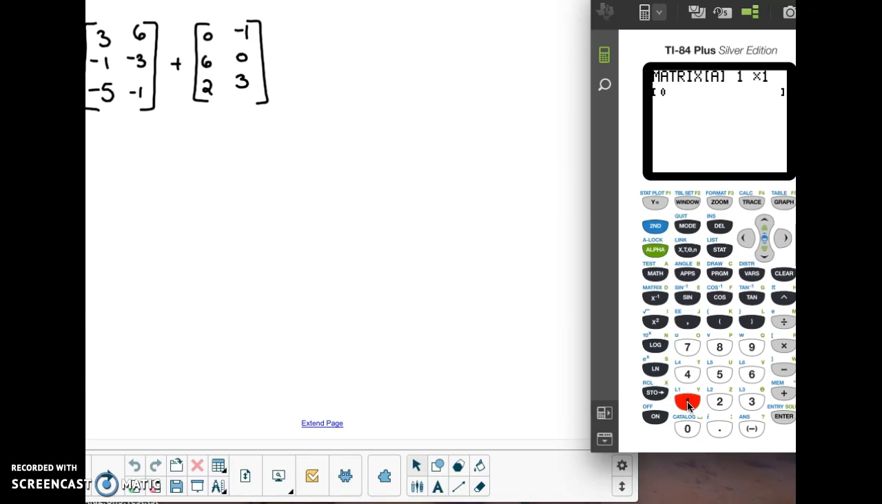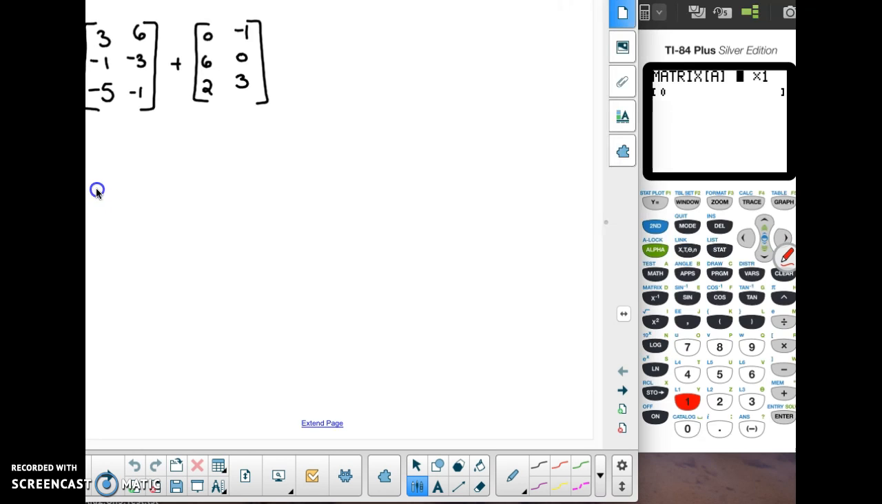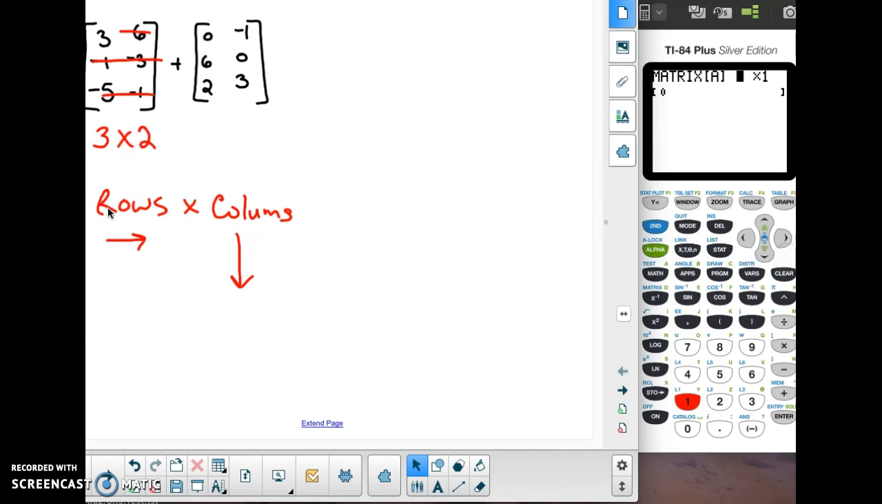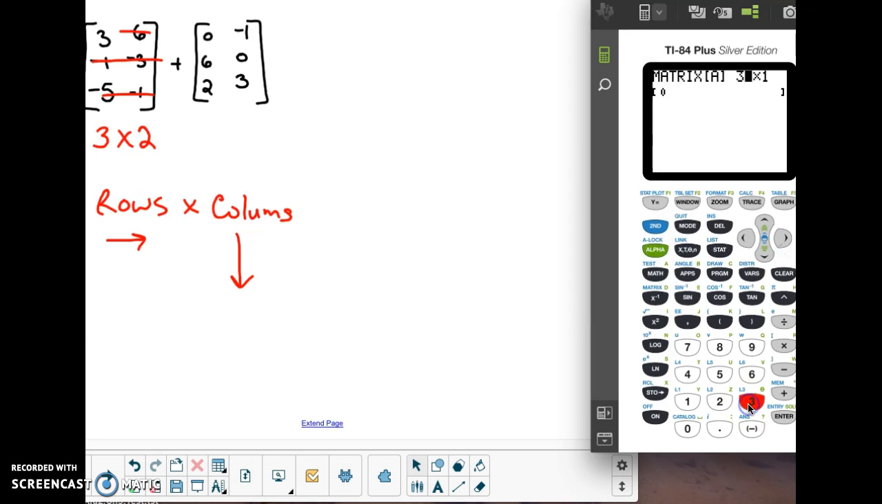And I need to know what size my matrix is. The size is the number of rows by the number of columns. Rows go this way, columns go this way. So I've got 1, 2, 3 rows. Oops, I should have written on that. I have 3 rows by 2 columns, up and down. So what I have to say in my calculator is that I have a 3 by 2. I'm going to push enter, and it pops up the size I need.